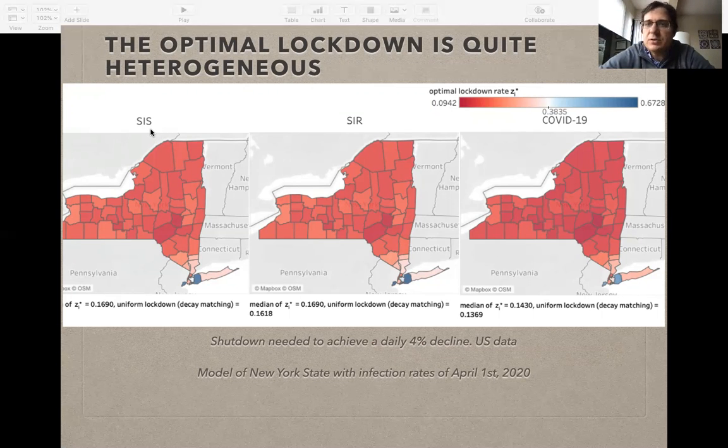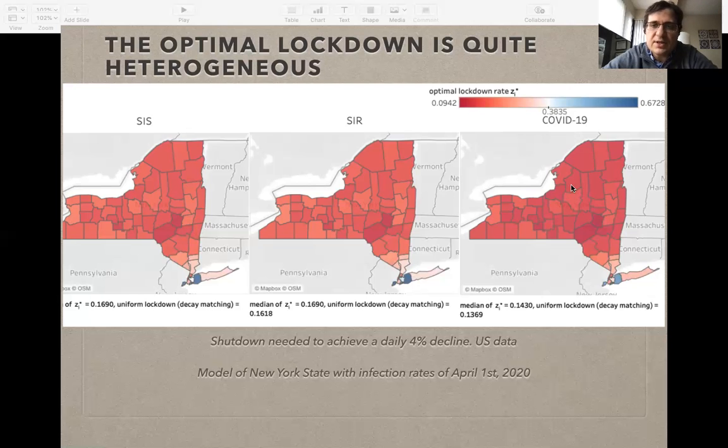And we found that when you look for an optimal shutdown, guaranteeing a certain rate, you get a result that's quite heterogeneous. So here, for example, is the counties of New York State. The color represents the strength of the shutdown in each county. We're dealing with these ZIs between 0 and 1, which roughly correspond to how strongly you want to shut things down. So in some cases, these ZIs are basically 10%. You want to multiply everything by 0.1 in that location. And in other locations, it's more like 70%. So the optimal lockdown is quite heterogeneous.